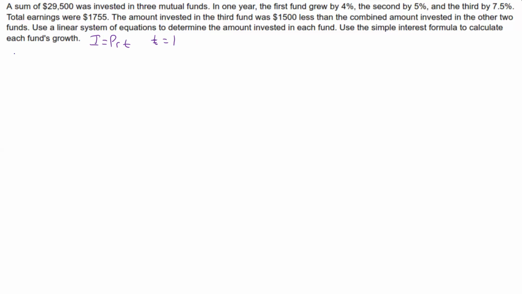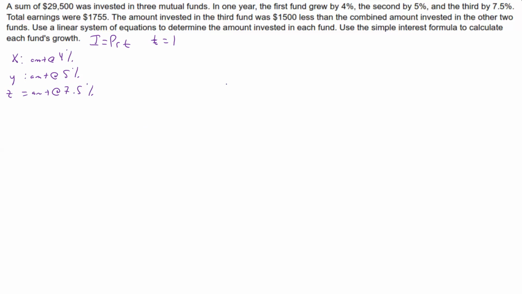Okay, so let's set up our variables. Let x equal the amount at 4%, let y equal the amount at 5%, and let z equal the amount at 7.5%. Okay, so now we can write in our equations.